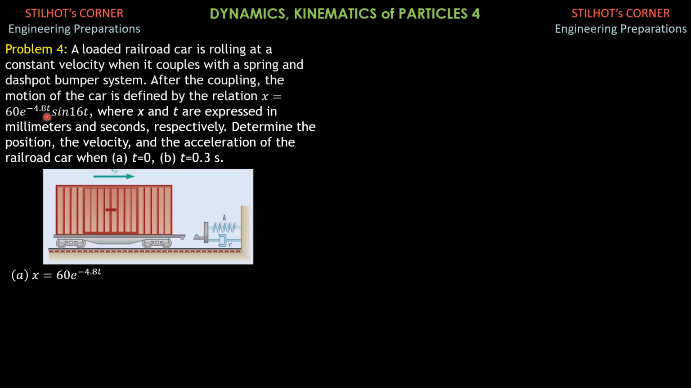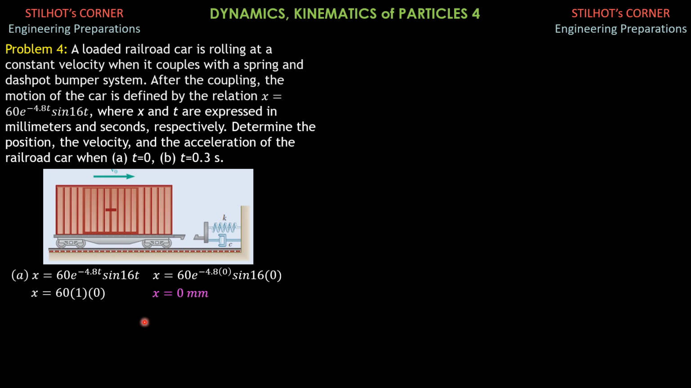So here is the figure, and we'll begin with the relation x equals 60 e to the negative 4.8t sine 16t. When t is 0, so we have 60 e to the negative 4.8 times 0 sine of 16 times 0. E to the negative 4.8 times 0 is e to the 0, and that is 1. Sine of 16 times 0 is sine of 0, and that is 0. So x is 60 times 1 times 0. So therefore, it is 0.